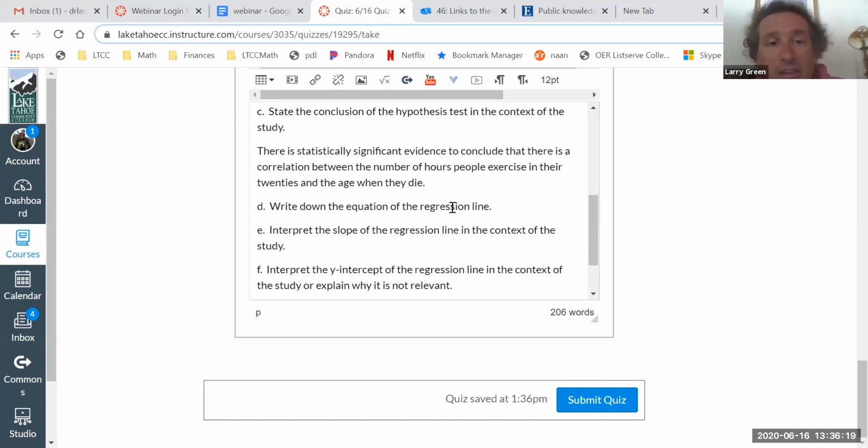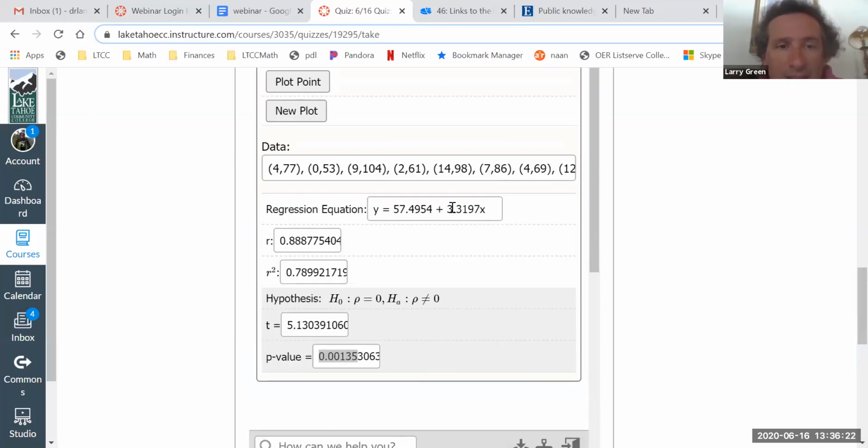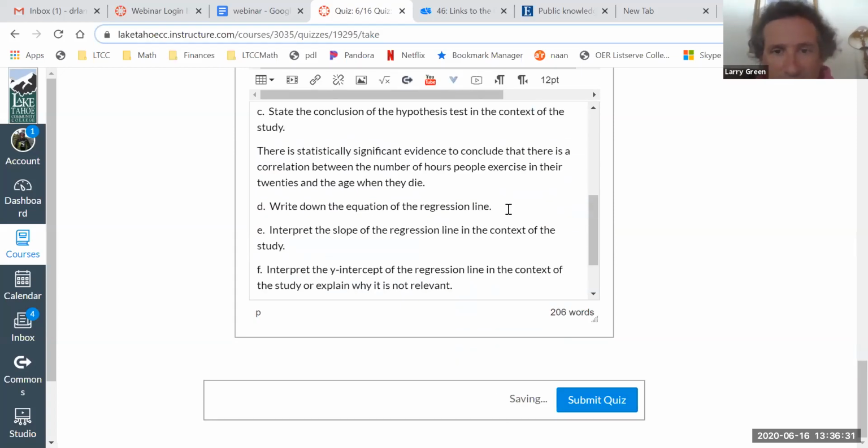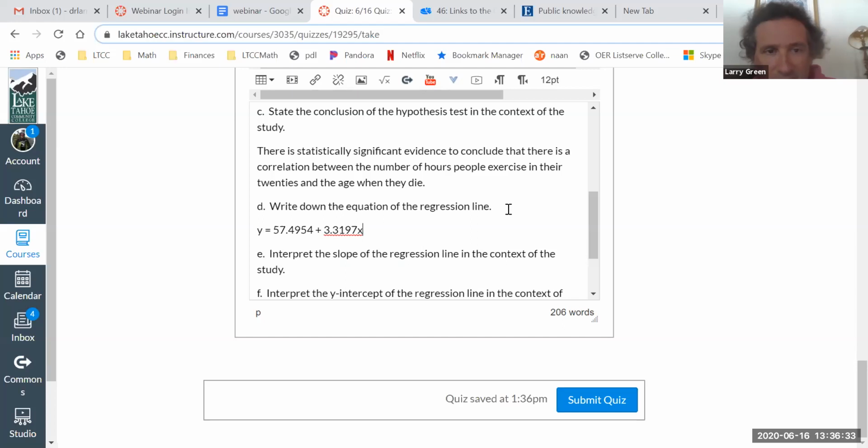Okay, write down the equation of the regression line. Again, that is given on the calculator. So all you have to do, copy and paste. Any questions on that? If you want to write y hat, you can, but you don't have to. So maybe I will. That just reminds you it's a prediction, not an actual. Okay, now interpret the slope of the regression line.